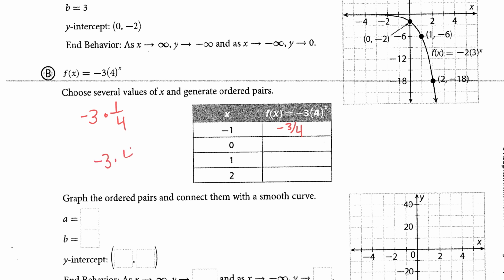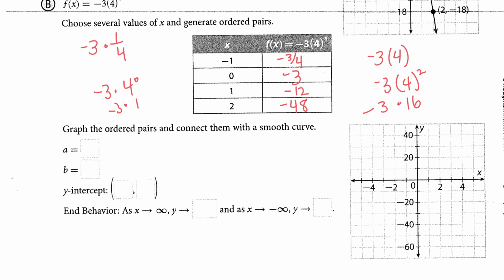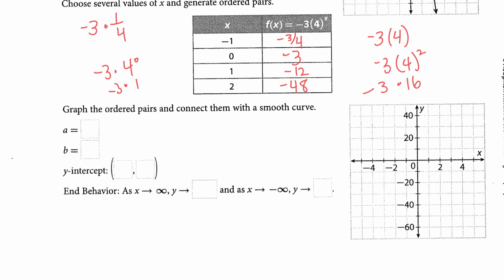-3 times 4 to the 0 power, that turns into 1, so our output is -3. -3 times 4 to the first power would just be -12. And -3 times 4 to the second power, that would be 16 times 3, but negative, so -48. Graph the ordered pairs and connect them with a smooth curve. -1, -3/4; 0, -3; 1, -12; 2, -48.